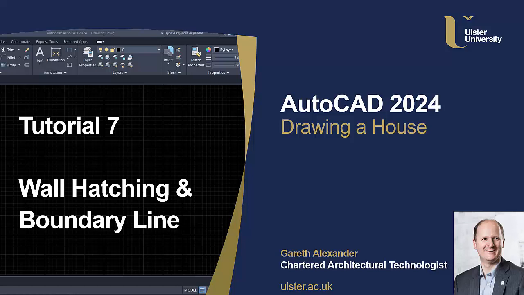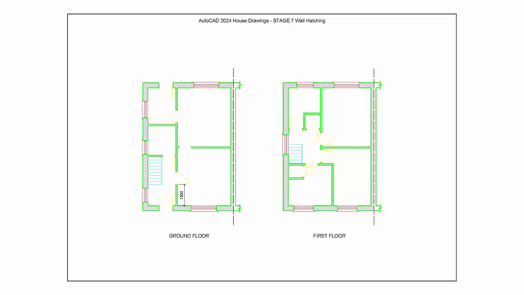Video 7 in the series using AutoCAD 2024 to draw a house, and in this video we will add the wall hatching and the boundary line. Just to have a preview of what the end of the drawing will look like, so we've got the boundary line between the semi-detached dwellings and the walls all hatched in grey.